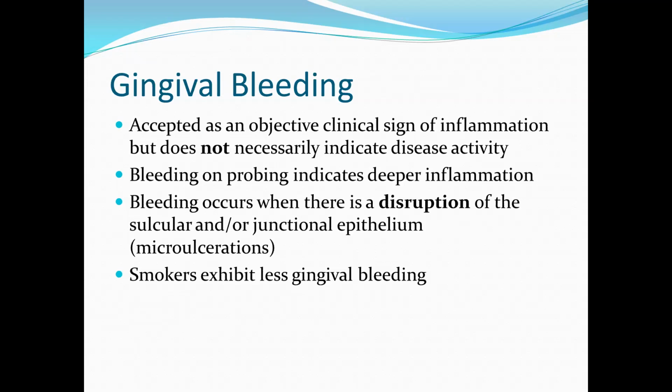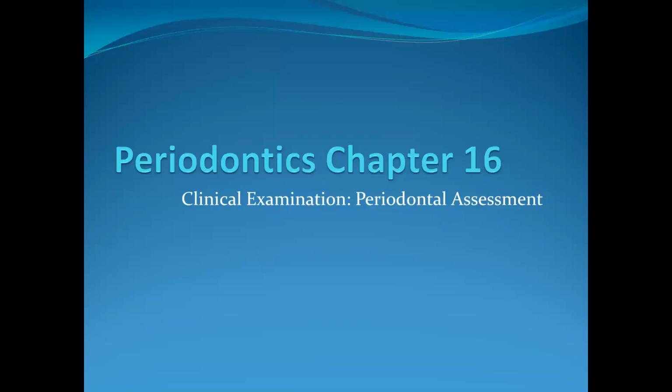So bleeding on probing indicates inflammation. Bleeding occurs when there's a disruption of the sulcular or junctional epithelium because of the micro-ulcerations. And smokers tend to exhibit less gingival bleeding because things are thickened and fibrotic. They're more leathery. Any questions on chapter 15?